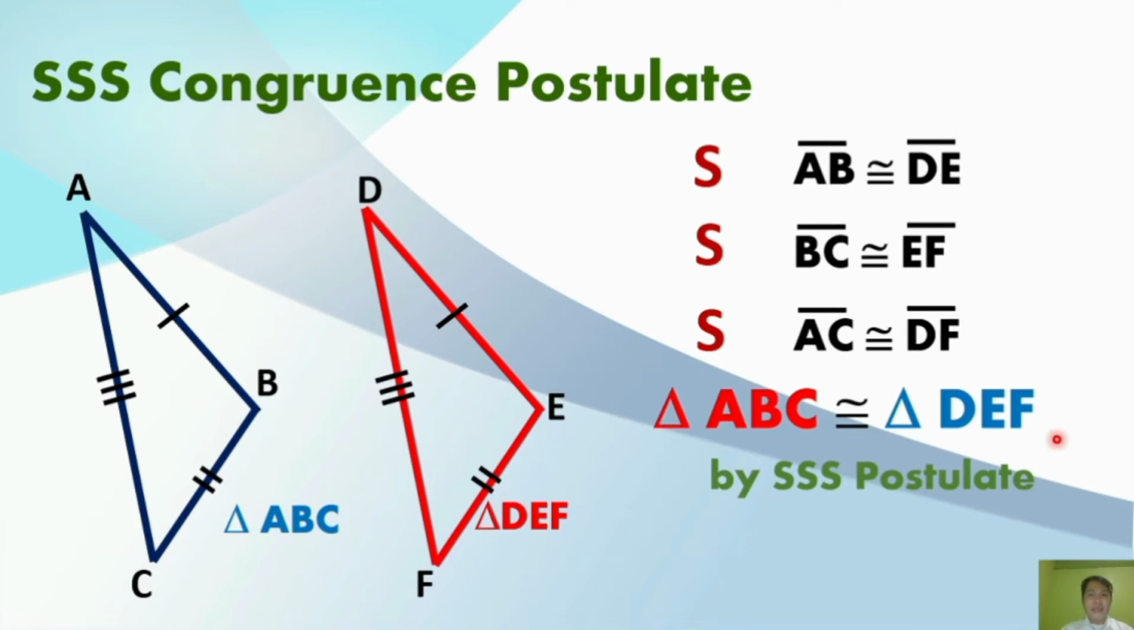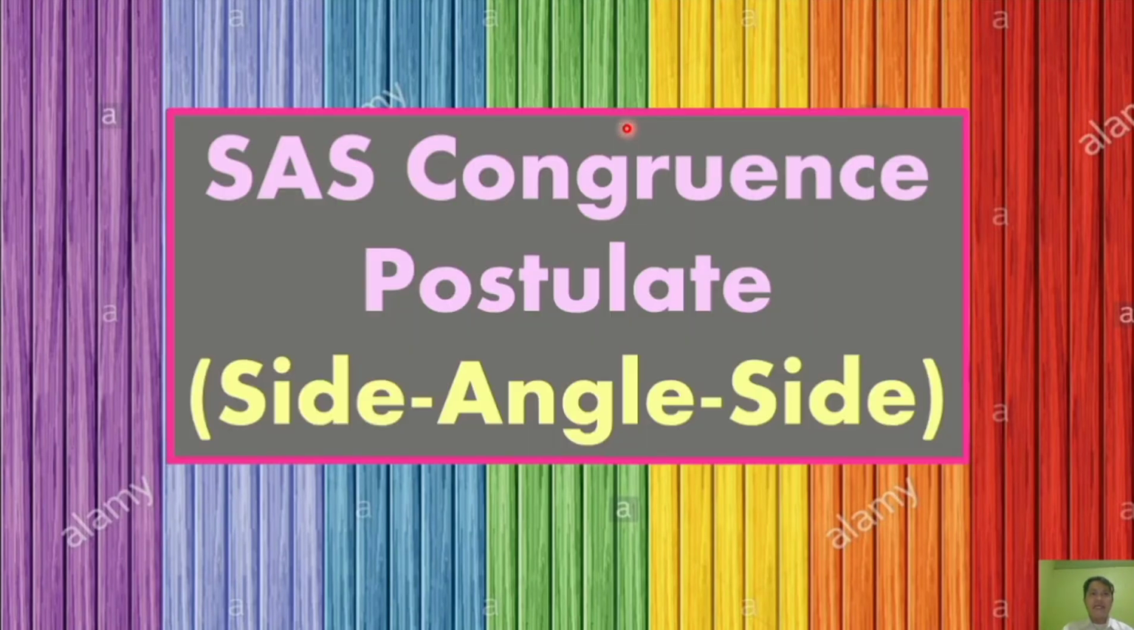So in this way, how many pairs of corresponding parts have we compared to prove that the two triangles are congruent? Yes, we only need three pairs of corresponding sides, and that is under SSS congruence postulate. The next triangle congruence postulate we have is SAS congruence postulate. Ano nga ba itong SAS congruence postulate?